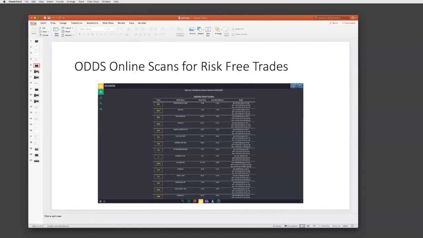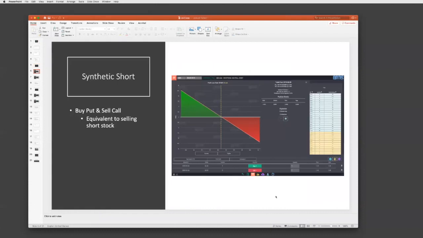So let's take a look at what this looks like. Here's the synthetic short of Western Digital. This is exactly what the profit loss graph looks like when you short stock. When you borrow stock, you have an obligation to buy the stock back. If the stock goes up and you have to pay more for it than you did when you entered the position, that's not good. If you can buy it back at a lower point down here, that's great, all the way down to zero.